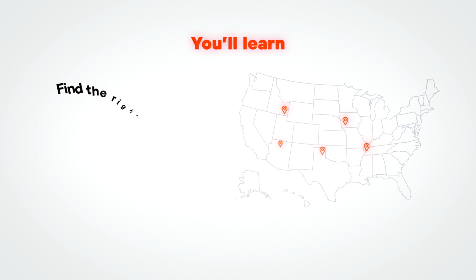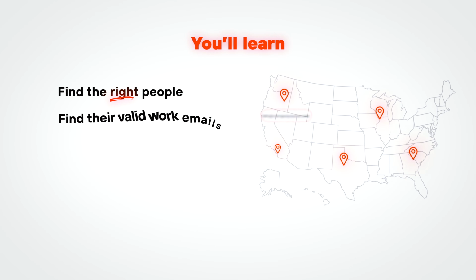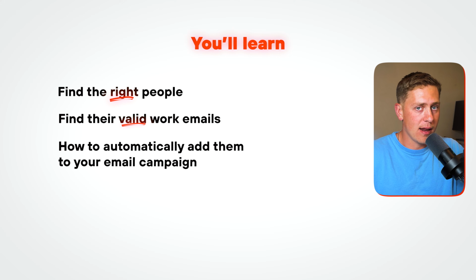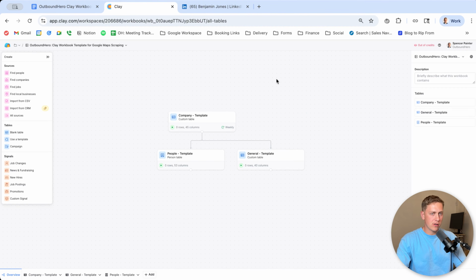So I'm going to show you in this video how to find enough of the right people to contact in your service area, how to find their valid work emails, and how to automatically add them to your email campaign tool so it's done completely automatically using AI. So allow me to introduce you to clay.com.